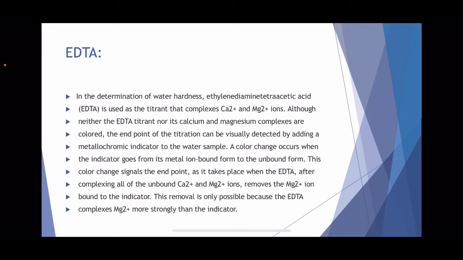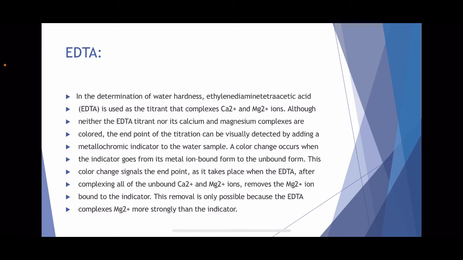Now we'll talk about the EDTA. In the determination of water hardness, ethylene diamine tetraacetic acid is used as a titrant that complexes calcium and magnesium ions. Although neither the EDTA titrant nor its calcium and magnesium complexes are colored, the endpoint of the titration can be visually indicated by adding a metallochromatic indicator to the water sample. As we have already discussed, that indicator is Calmagite.